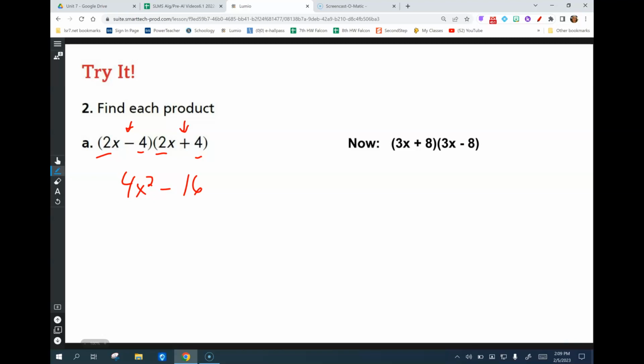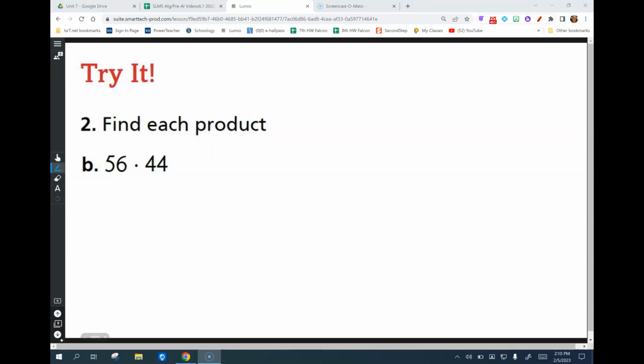And you're done, right? Because you have 9x squared minus 64. This one is a shortcut. So this one is really cool as far as I'm concerned on how this one works. And we're going to multiply these two numbers.